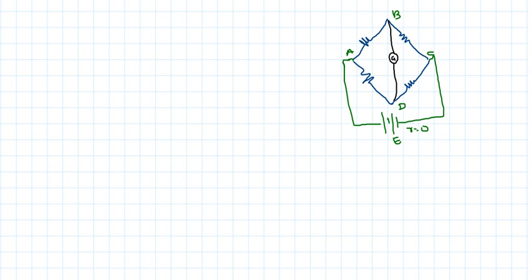Now remember, this network will give us an unknown resistance at a certain condition, that is the balanced condition. How can I get that balanced condition? Let us try to understand that.